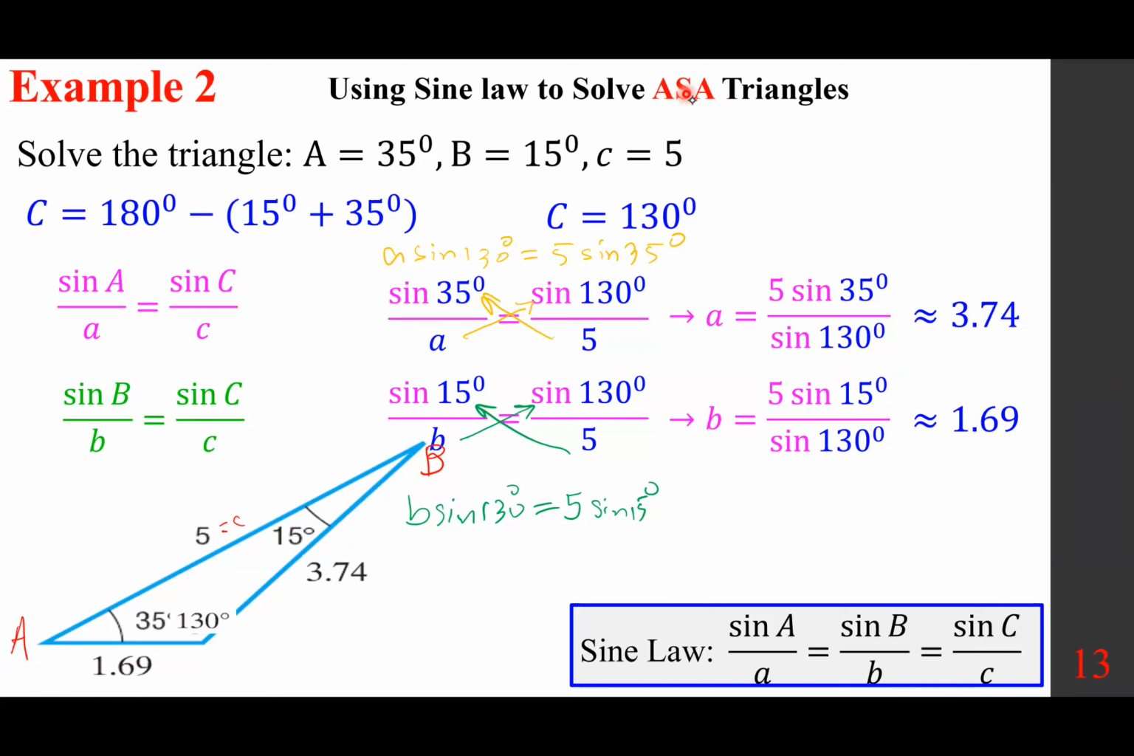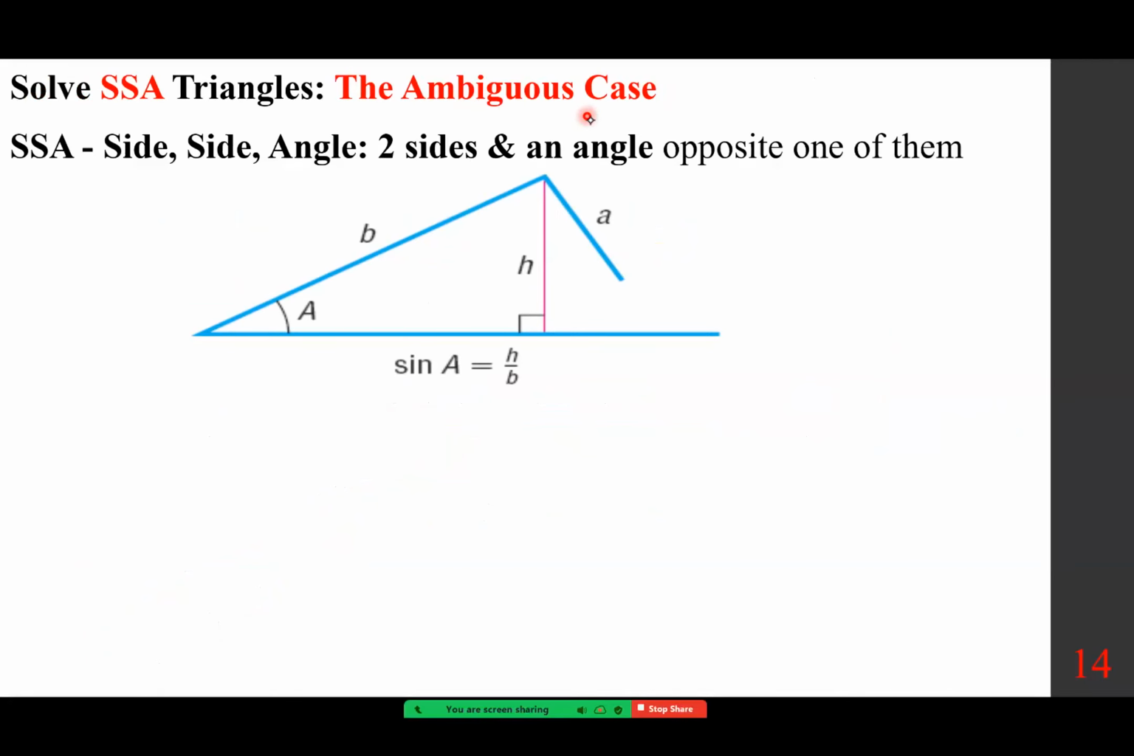So the side 5 was between the angles A and B, everybody. It's called the included angle. Side side angle, SSA, is also known as the ambiguous case. We have two sides and an angle that is opposite one of them.